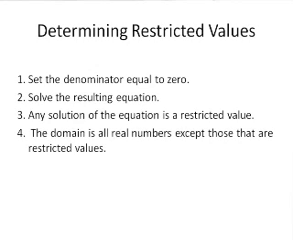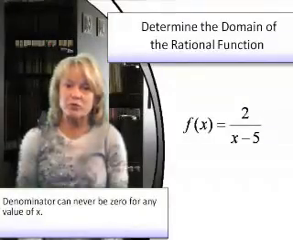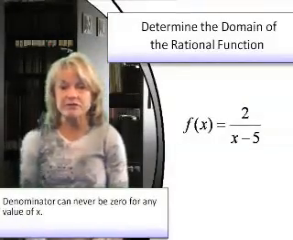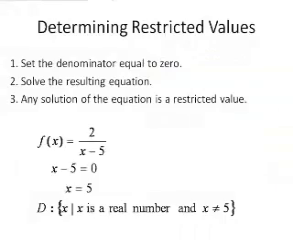With rational functions, we approach finding the domain by finding the restricted values. The domain will then be all real numbers except the restricted values. To find the restricted values, set the denominator equal to 0. For this one, we can easily find the restricted values. X cannot be 5. Therefore, the domain is the set of all real numbers except 5.